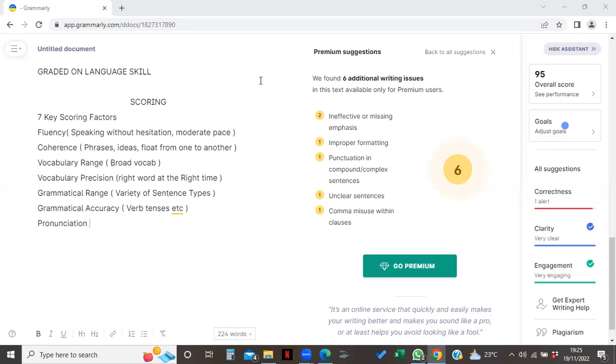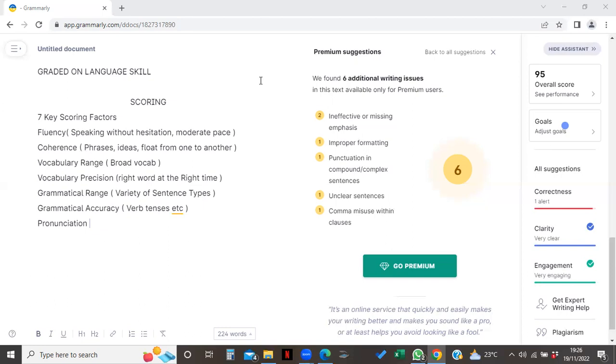Now your vocabulary. You should use a broad vocabulary, but I've seen some people who, on the day of the exam, just memorize words and then use them all at the same time. The second thing is vocabulary precision: the right word at the right time. If you have just memorized a few words and you're putting them in all your conversation, the examiner knows whether you understand that vocabulary or you're just putting it in where it doesn't need to be, right?